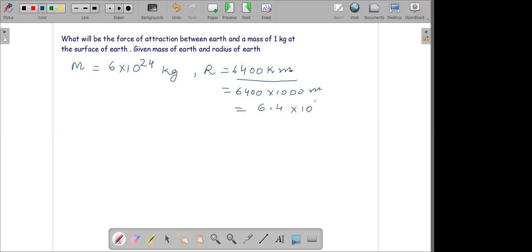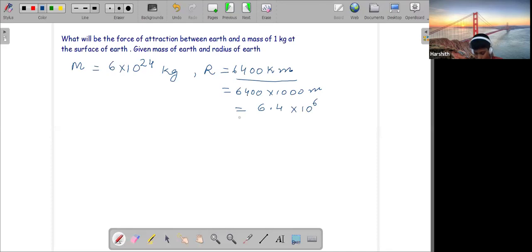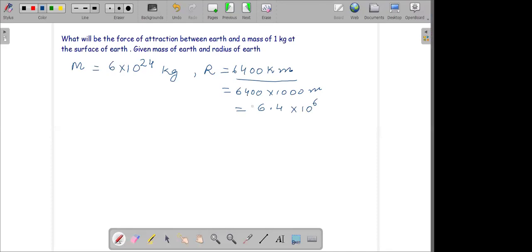10 to the power 3, 6. So 6, okay, 6. It's 6.4 multiplied by 10 to the power 6. There are 3 zeros here. And if you write 6.4, you count the digits from here. You get 3 digits. Okay, so convert it in SI unit. This is meter. Now obtain your answer.